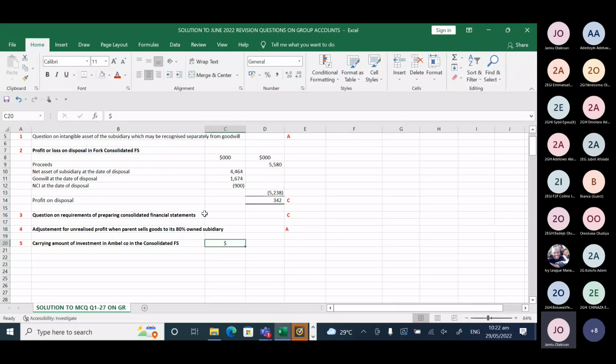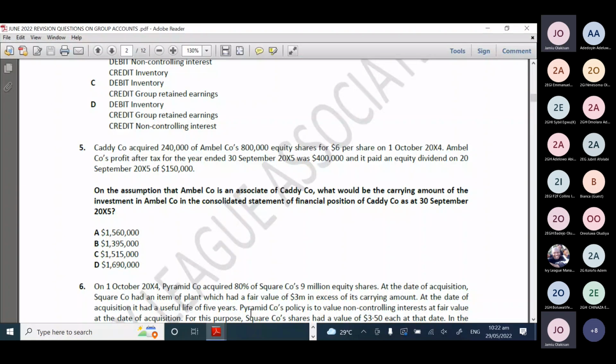Okay. Let me go back to that question. So it's our knowledge of associate that is being examined here. Somebody asked me a question on associate then. When I'm done solving this question, you can bring whatever question you have on the floor.